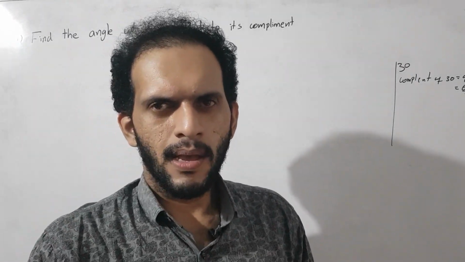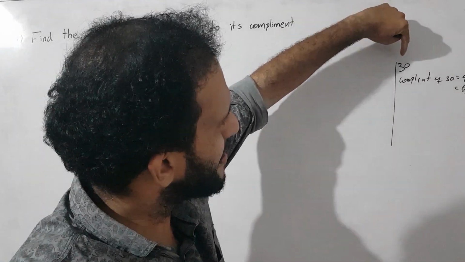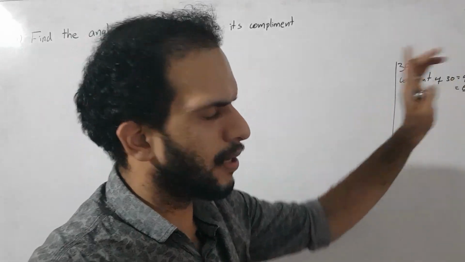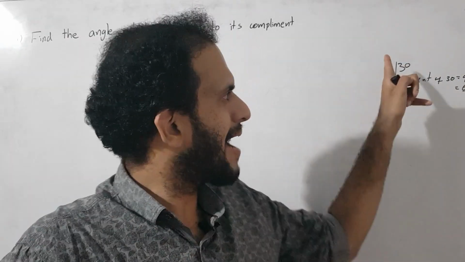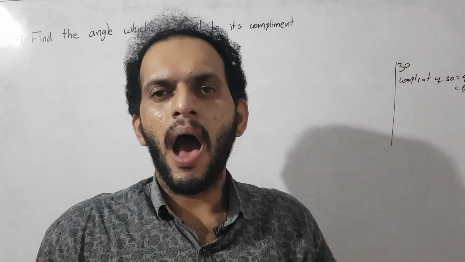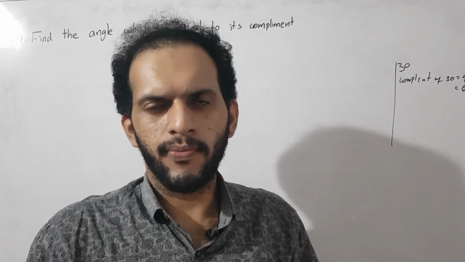But is it clear what the angle is? The angle is 30 degrees, and the complement of 30 is 60, but they are not equal. In this question, the angle and the complement of that angle are equal. So what is that angle? Then how do we find it?